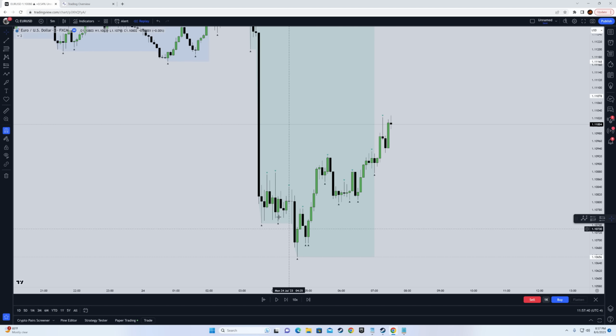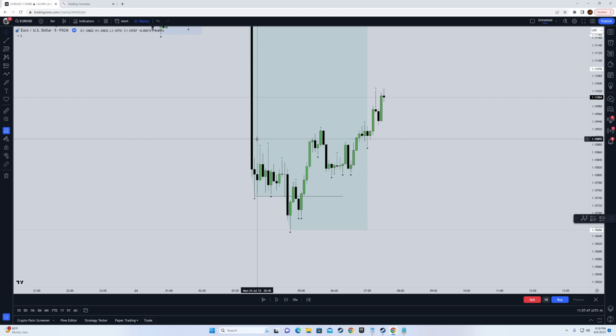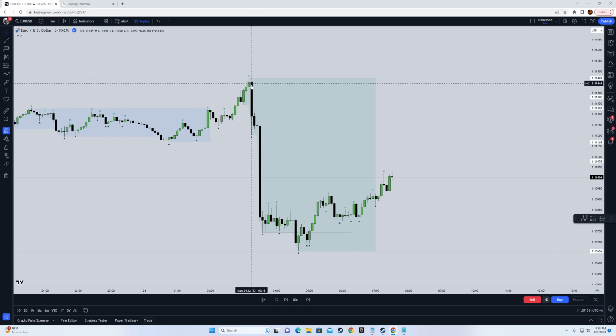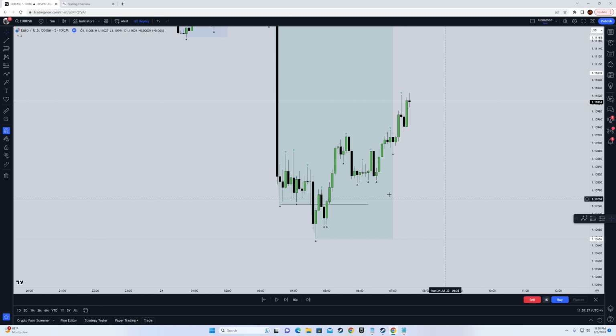I was not focusing on this, but we actually had A, B, C here. So let's draw this out. Look, the A leg started during the London session. We have the A leg, we have the B leg, consolidation, manipulation in other words, but we have A, B, C. Body closed here, that is important. Then price comes back into the range, body closes as well.